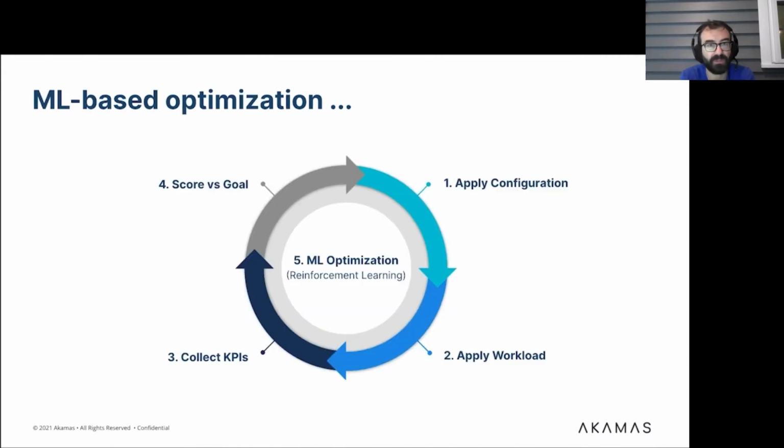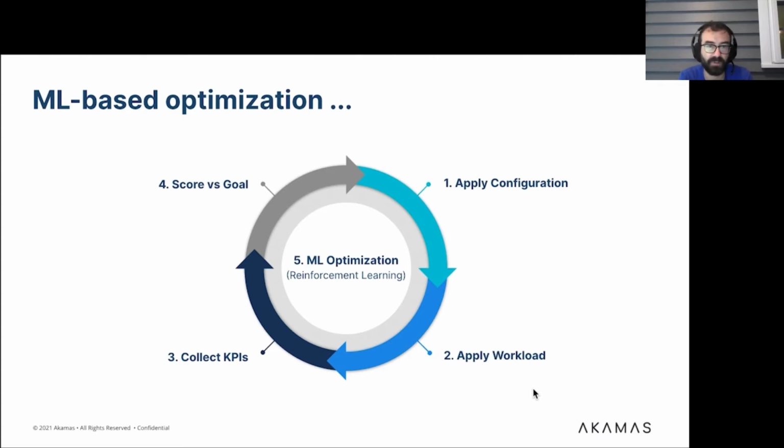At Akamas, we adopted a fully automated machine learning-based optimization that satisfies all these requirements. In particular, we leverage a specific machine learning technique known as reinforcement learning, which is suited for smartly exploring huge combinatorial spaces of possible configurations in a short time. These figures show the 5 phases of the automated process.